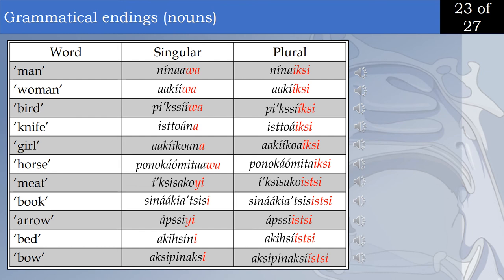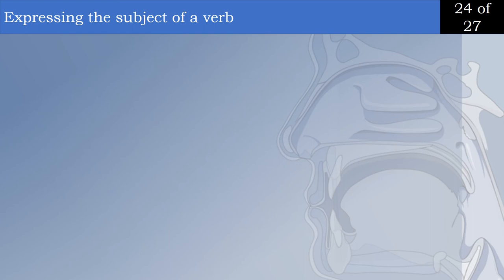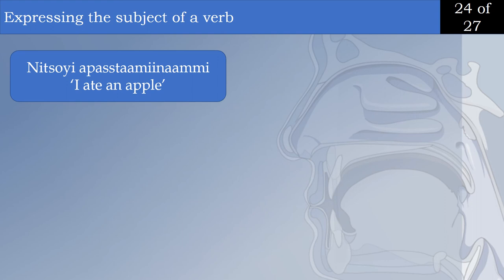Okay, now let's talk, instead of nouns, a little bit about verbs. In English, we say, I walk, you walk, but he, she, or it walks. That S at the end of the verb tells us that the subject was third person singular, he, she, or it. This is called subject-verb agreement. And Blackfoot does this as well, but it does it with first, second, and third person. To say, I ate an apple, I would say, Nitsoi apastaminam. To say, you ate an apple, I would say, Kitsoi apastaminam.